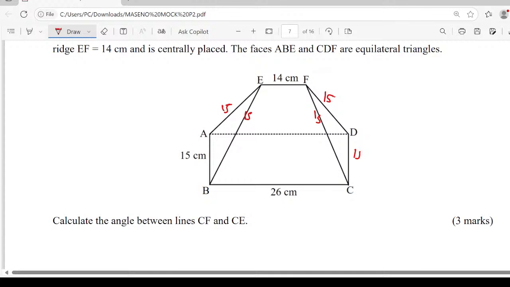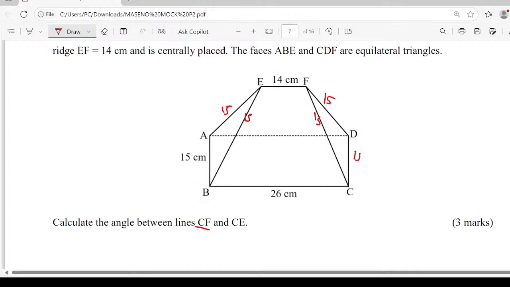Now, if that is the concept, the angle between line CF and CE. So let me join this also here, CF and CE, like that. If we join it like that, we realize that for us to get that one, we need to understand exactly what is to be done here.